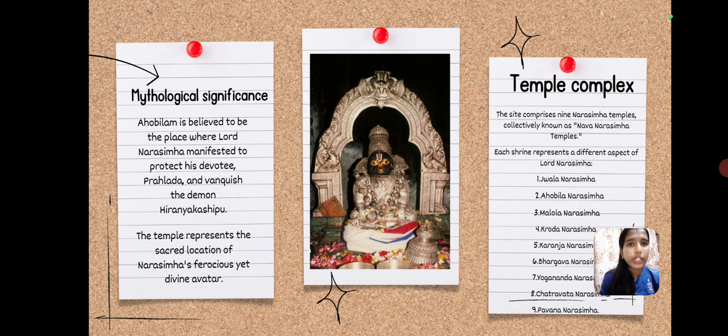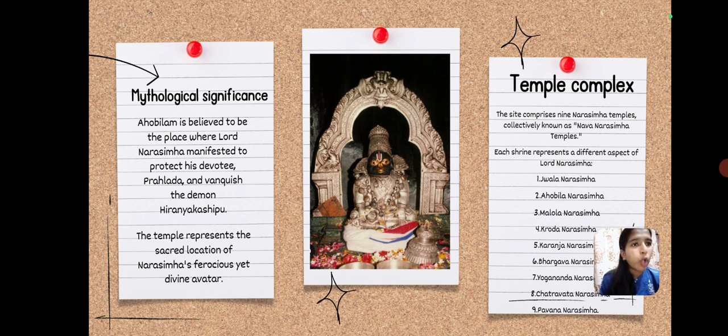The mythological significance: Ahobilam is believed to be the place where Lord Narasimha Swami manifested to protect his devotee Prahlada and vanquish the demon Hiranyakashipu. The temple presents the sacred location of Narasimha's ferocious yet divine avatar. This is the idol of Lord Narasimha Swami that is there in Ahobilam.